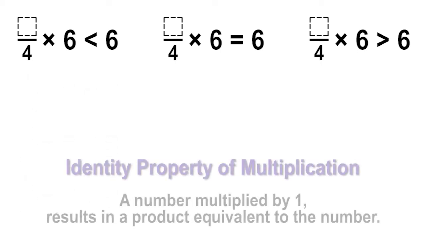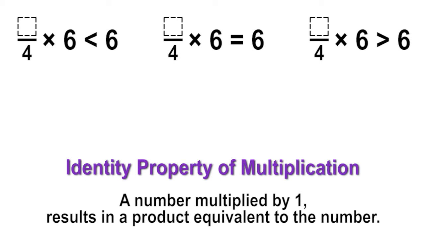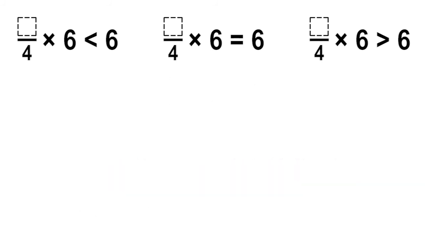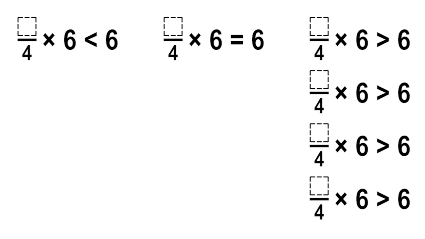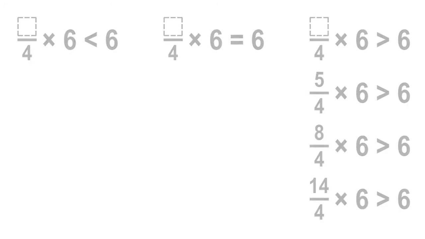Next, we can recall the identity property of multiplication that states a number multiplied by 1 results in a product equivalent to the number. The only way we can create a true statement would be to place a 4 in the numerator, making it 4/4, or 1 whole, multiplied by 6 is equal to 6. Last, in order to create a product greater than 6, we need to multiply 6 by a factor greater than 1. In this case, we could use any number 5 or larger. Clearly, this could be a lot of different numbers. Anything 5/4 or greater would make the statement true.